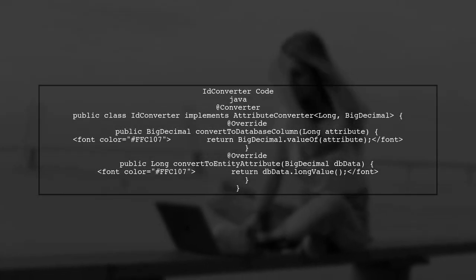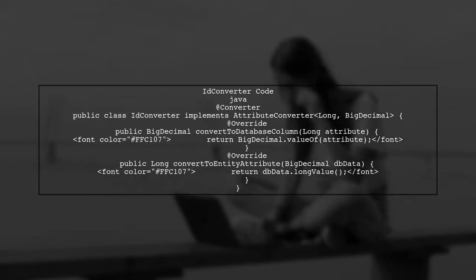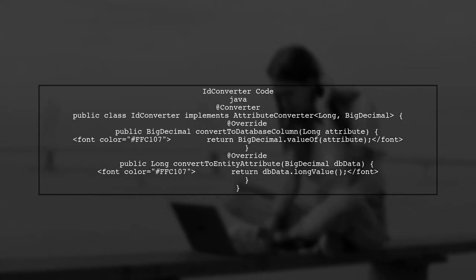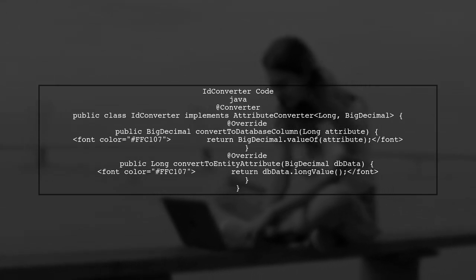Let's begin by understanding the issue with your @Convert annotation on the @Id field. You have defined an ID converter that converts a long to a BigDecimal and vice versa. The ID converter class implements the AttributeConverter interface, which is crucial for converting the data types between your entity and the database. Here's the code for the converter.